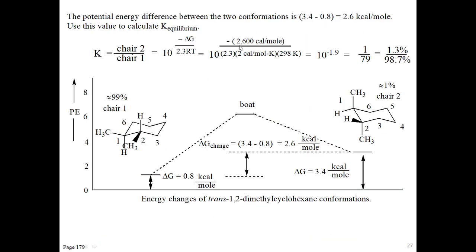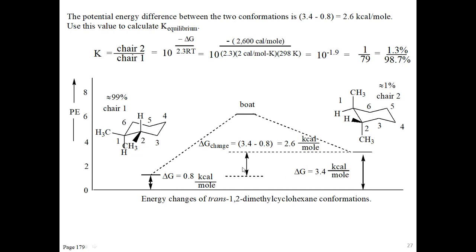So we'll use that 2.6 kcals, we'll make it into 2,600 little calories. It's a positive energy because we're going uphill in energy, so the exponent is going to be negative. So I have 2,600 divided by 1,400. 10 to the negative 1.9. It's almost like 10 to the negative 2. So it's around 1 out of 100. But you know, it's actually 1 out of 79. So that would be 1.3% where these are in the diaxial position, and 98.7% where they're both in the equatorial position. Our energy diagram would look something like this.